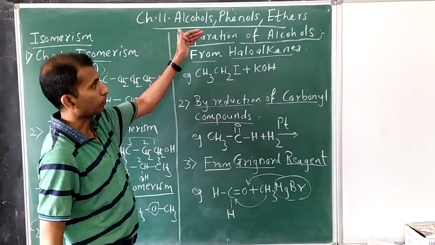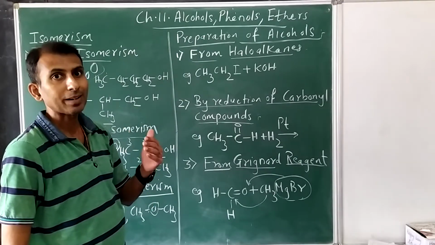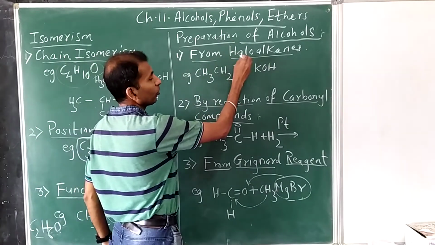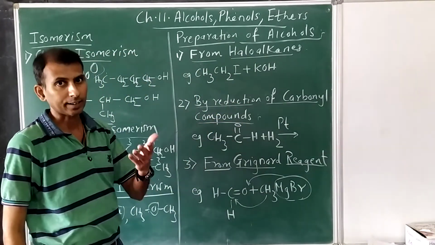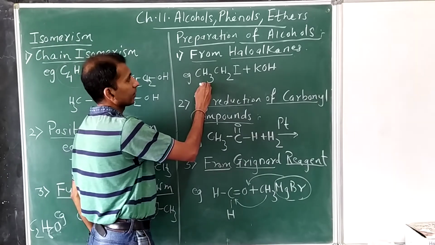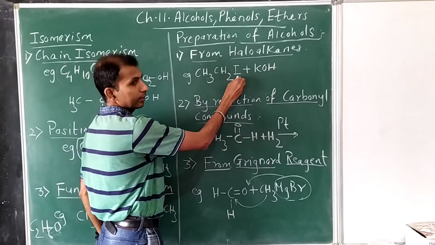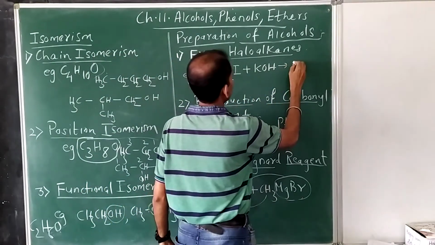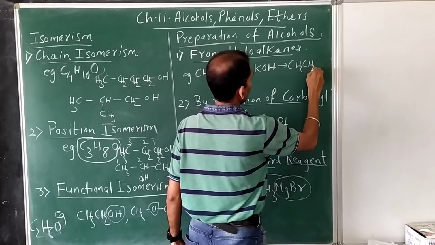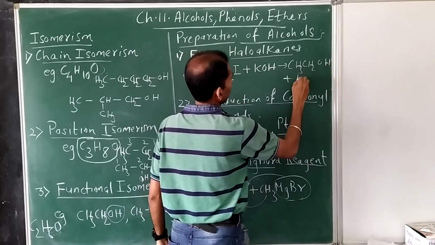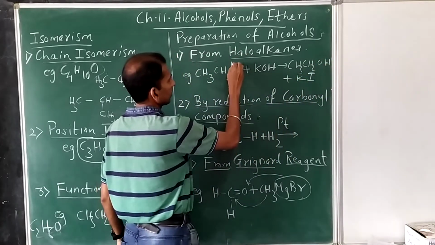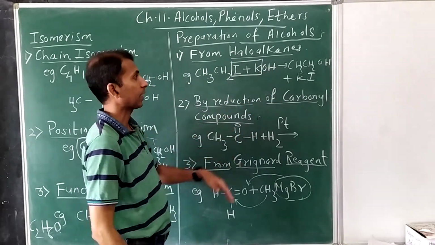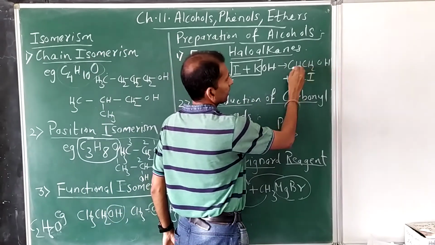Okay, now let us continue with the preparation of alcohols. General methods of preparation of alcohols. First one is from alkanes or alkyl halide. We have an alkyl halide here, this is ethyl iodide. When treated with a base, potassium hydroxide, we get CH3CH2OH plus KI. KI is lost as a byproduct and we get an alcohol, and this alcohol is ethanol.